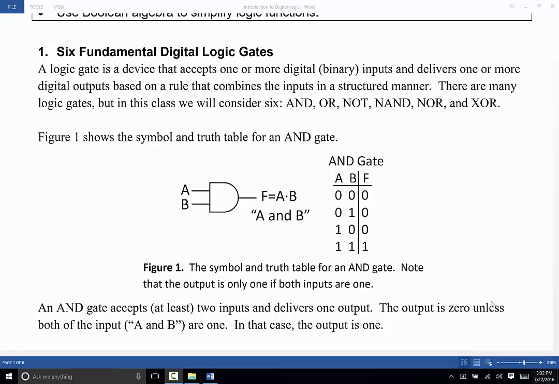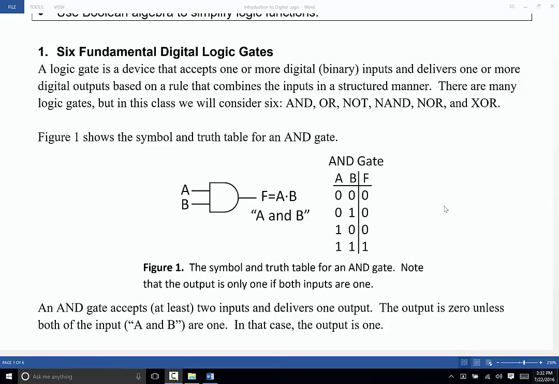A logic gate is really just simply a device that accepts one or more binary inputs, or we can refer to them as digital inputs if we're talking about the circuit. So it receives one or more digital or binary inputs and delivers one or more outputs based on a rule that combines the input in a structured manner. So it will yield the same sort of behavior every single time that you send inputs into the circuit.